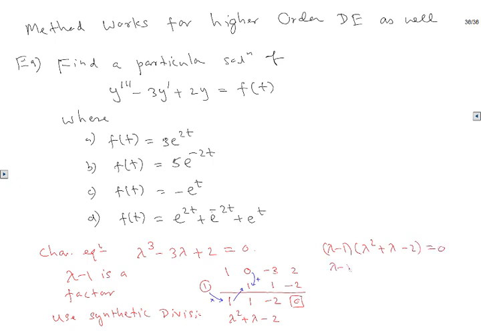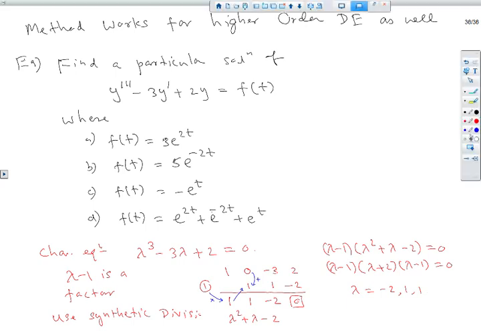Now you can find the factors of this one, which is easy. It is lambda plus 2 times lambda minus 1. So that means all the roots are negative 2, 1, 1. Okay, so there's a repetition here. Now we can start writing the answer for this.